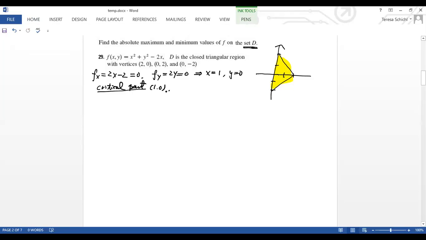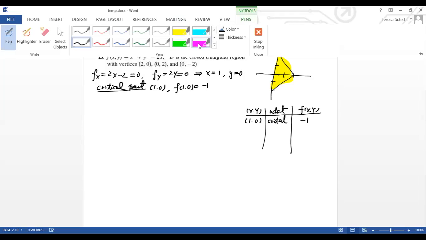Okay, so then you plug in f of (1, 0) to see what you have here. You will have a -1, right? At the same time, let's create a table to record what we have. The first column is (x, y), so I have (1, 0), and this is f(x, y). This is our critical point, right? And I have this -1. Okay, so now let's go to each line.